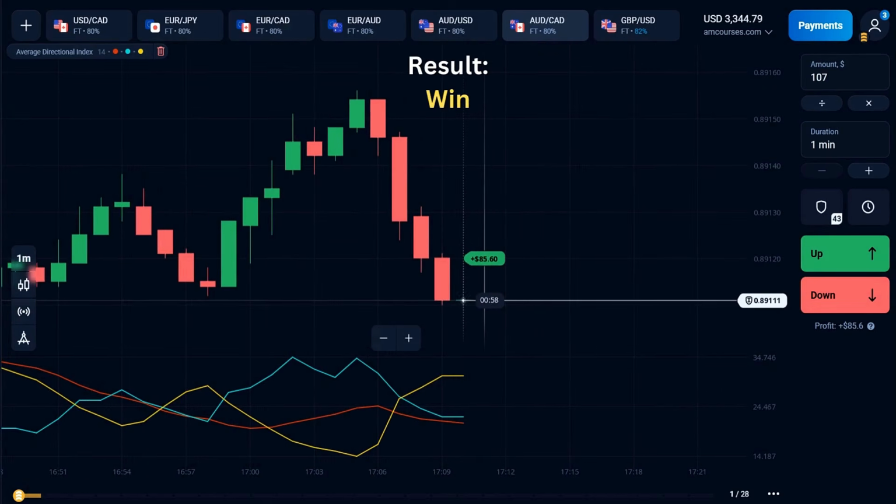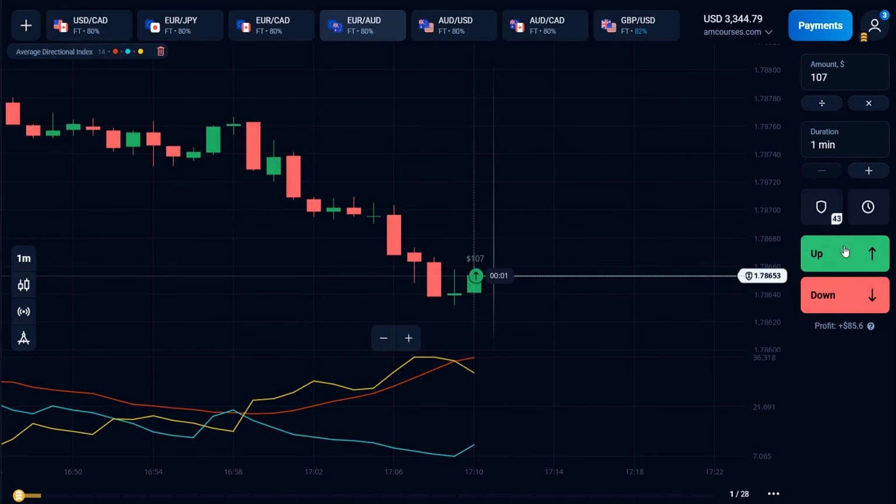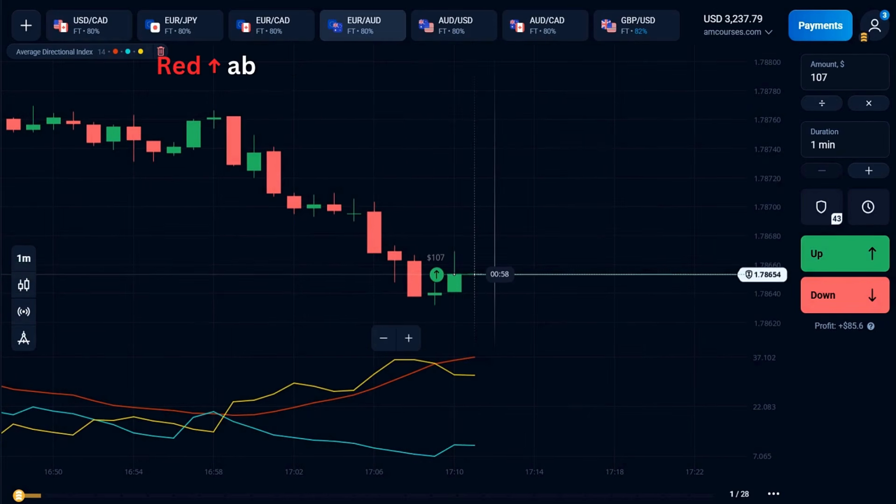This one finishes in profit. Why it worked. The red line stayed below the yellow line after the entry, and price continued lower for the next minute. Remember, not every trade will win. That's normal. I'm taking a buy trade here.